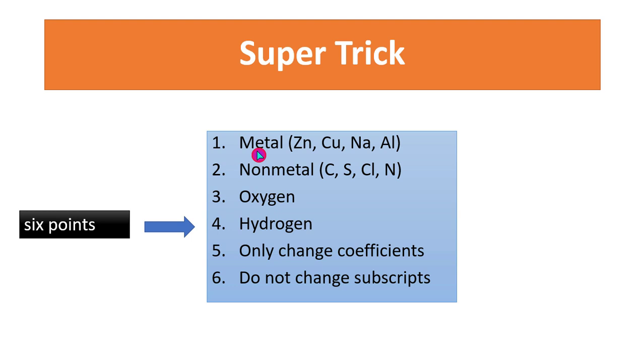And second, we have to balance non-metal atoms, for example, carbon, sulfur, chlorine, nitrogen. Again we must remember that non-metal atoms are those atoms which are present on the right side of the periodic table. And third, we will balance oxygen atoms. And after balancing the oxygen atoms, at the end we balance the hydrogen atoms.